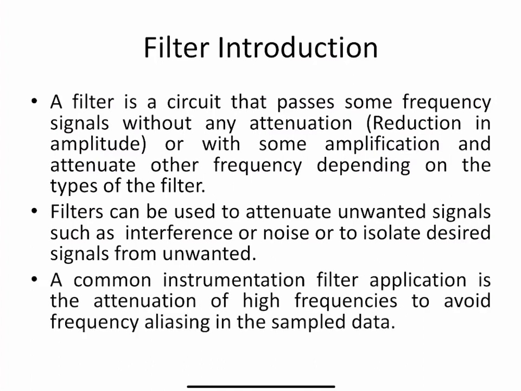A common instrumentation filter application is attenuation of higher frequencies to avoid frequency aliasing in the sampled data. Whenever an analog signal is converted into a digital signal, it has to be sampled first. At the time of sampling, to avoid frequency aliasing, this filter is used. At that time, the filter is known as an anti-aliasing filter.